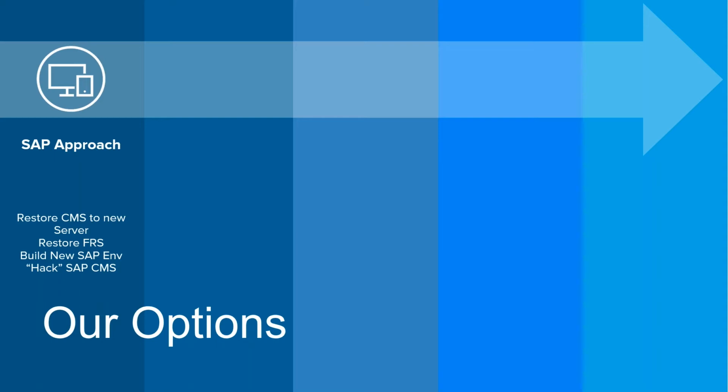Their disaster recovery option walks you through it: restore your CMS to a database somewhere, restore your file repository server to a network share somewhere. Then the process proceeds to reinstalling your SAP environment from scratch. With disaster recovery, it's possible that the server has already been built, but the bottom line is it has to be built. So you build that SAP environment from scratch. And then the fun begins.